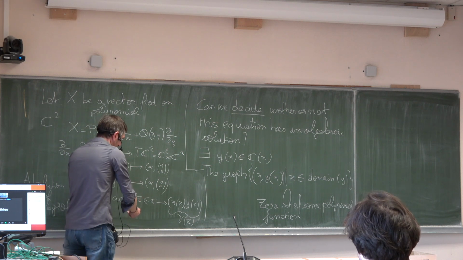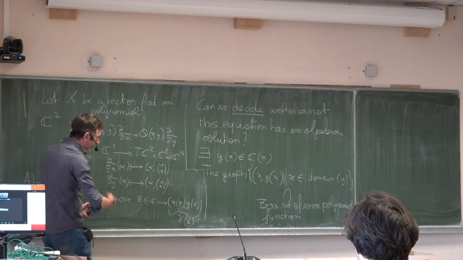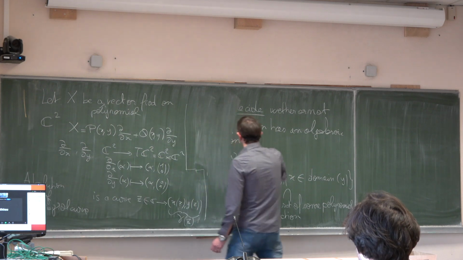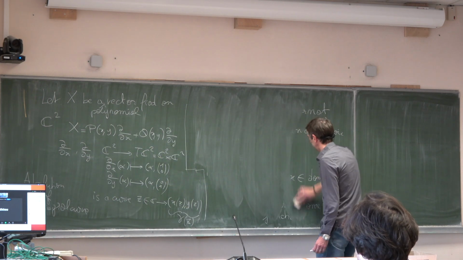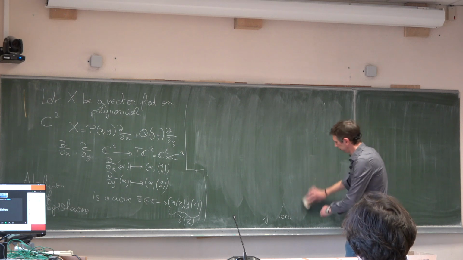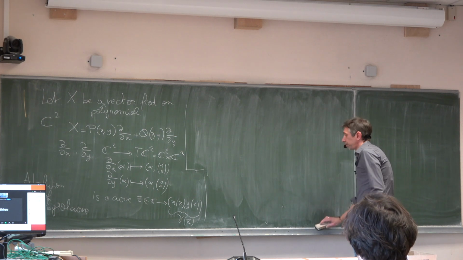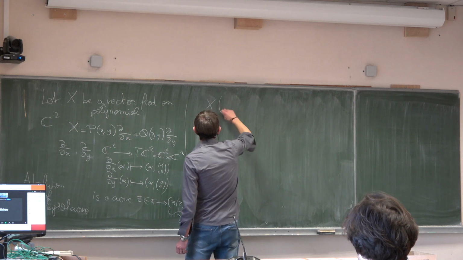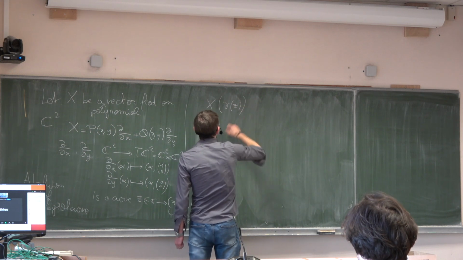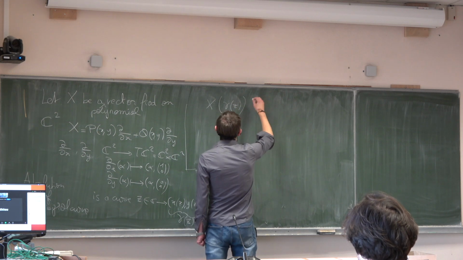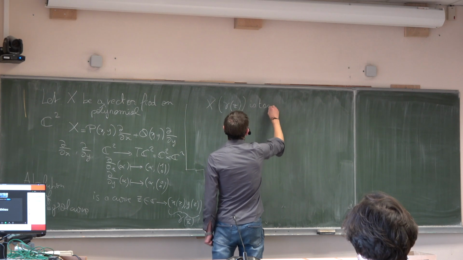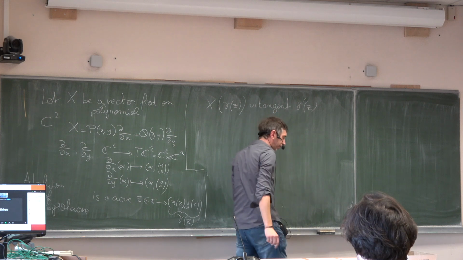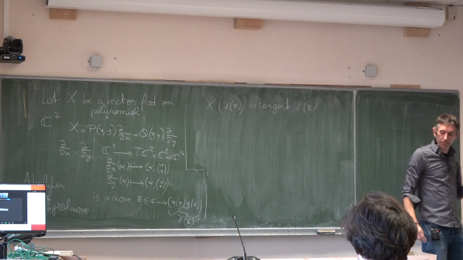So this drawing is the parameterization of some curve, and it is a solution of the vector field. It is a solution of the vector field if, when you evaluate X on the point gamma(z), it is tangent to the velocity, the derivative of gamma. Okay.